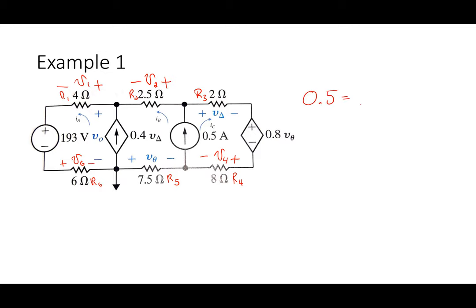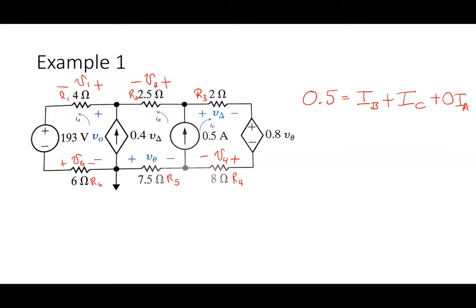0.5 equals IB plus IC. And if I want to think about this in MATLAB, I could say plus zero times IA, right? There's a zero entry on that particular one. That's a nice, easy equation to do.